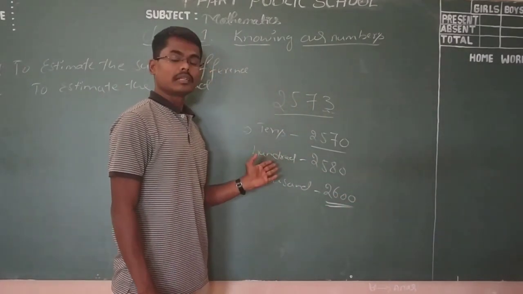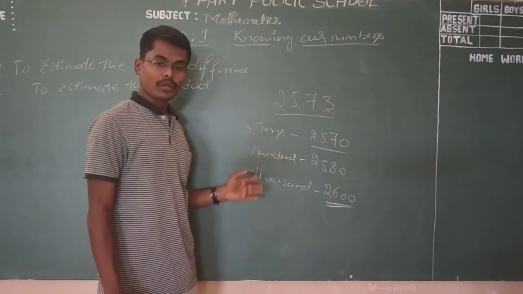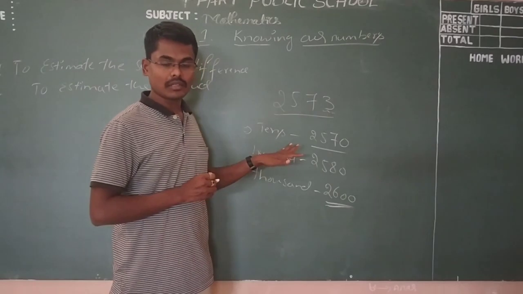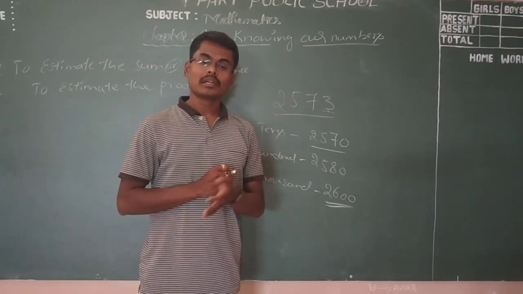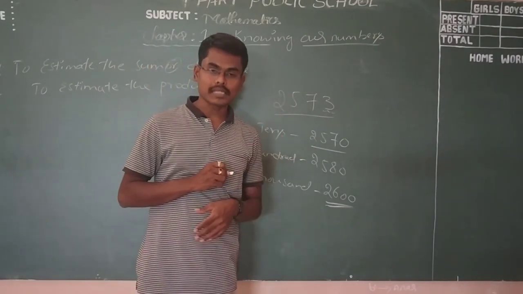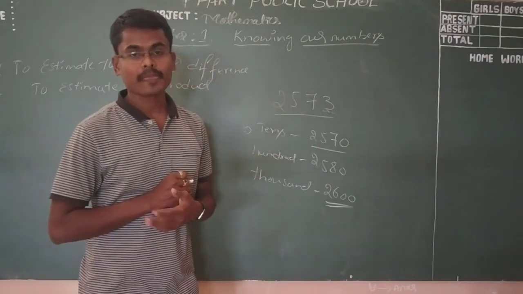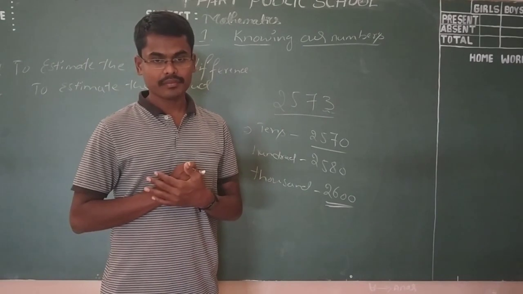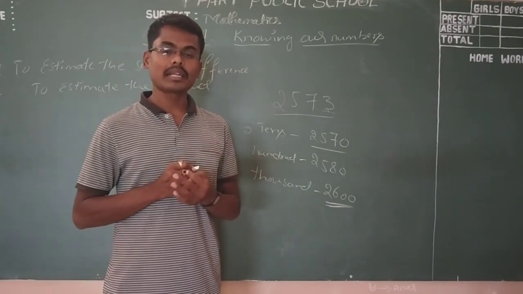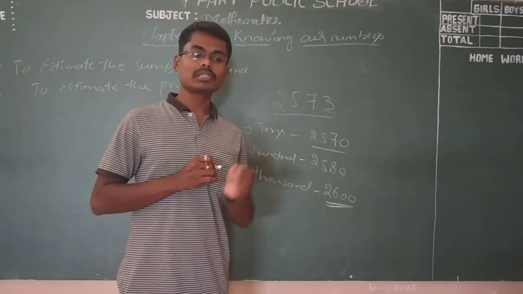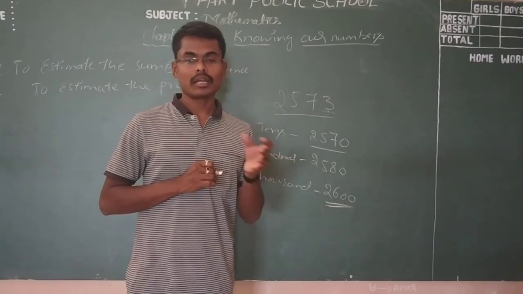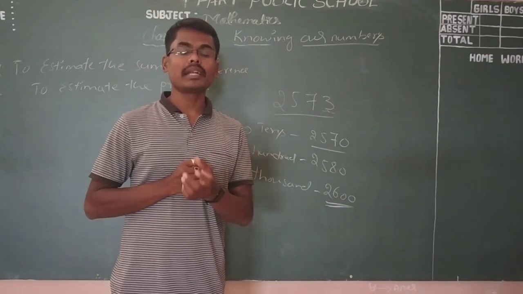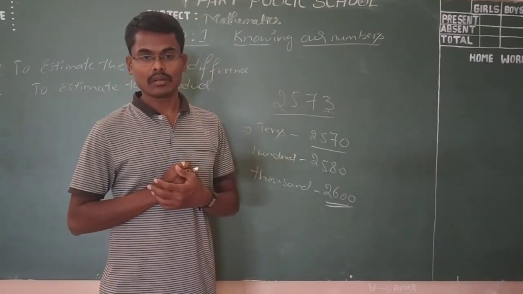Next, 10,000. Like this, we are going to continue to round off the given numbers. By using this, we are going to estimate the product, the sum, and the subtraction, nothing but the difference. While adding, subtracting, or multiplying any given numbers, we can round them off. That is very helpful for estimating.